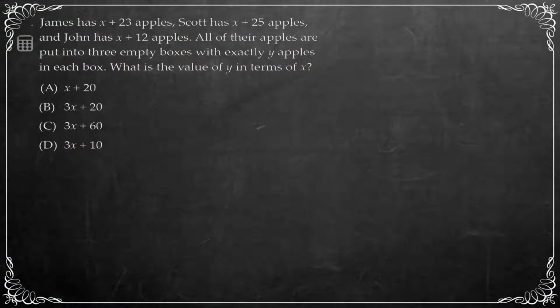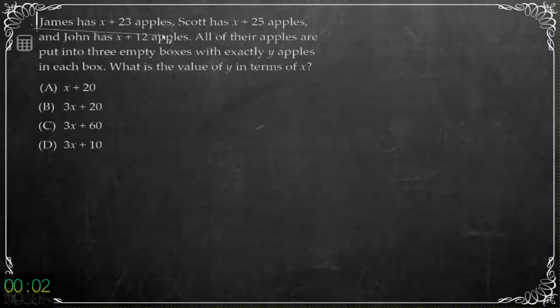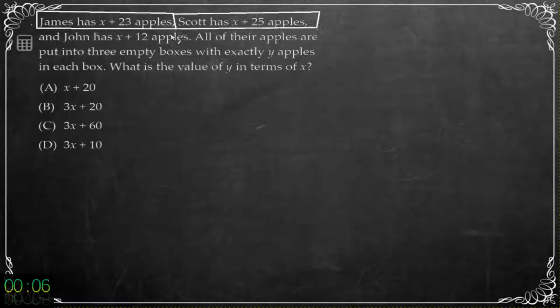Let's take a look at a few more examples of the kinds of questions we'll encounter on the SAT. James has x plus 23 apples, Scott has x plus 25 apples, and John has x plus 12 apples. All of their apples are put into 3 empty boxes with exactly y apples in each box. What is the value of y in terms of x?